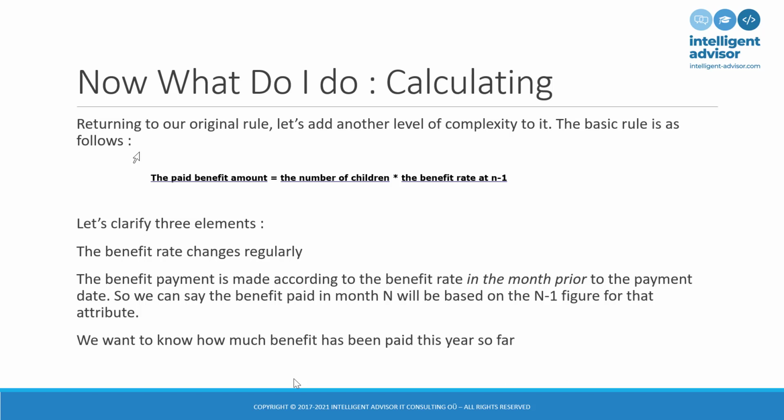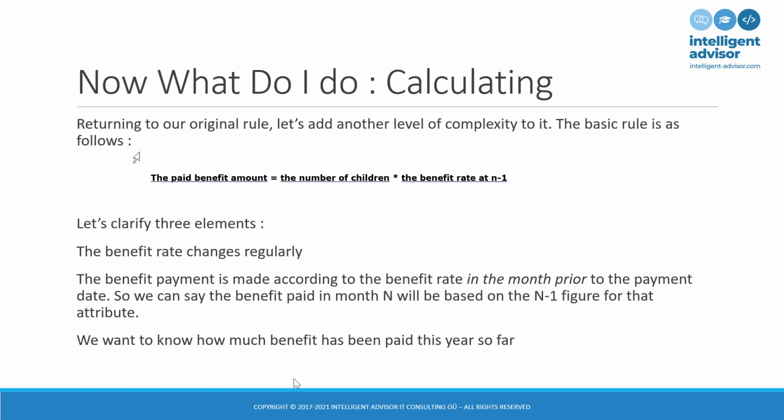Let's take it a little bit further and look at another interesting usage of temporal reasoning. Let's start with a very simple basic rule. I've just slightly renamed the one that we used at the beginning. The paid benefit amount equals the number of children multiplied by the benefit rate at n minus 1.